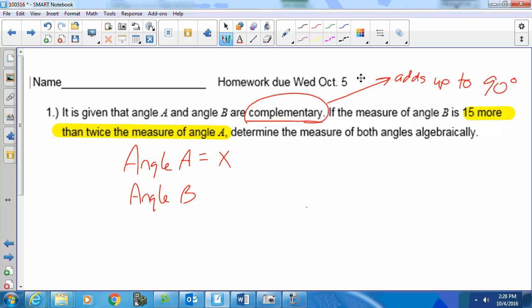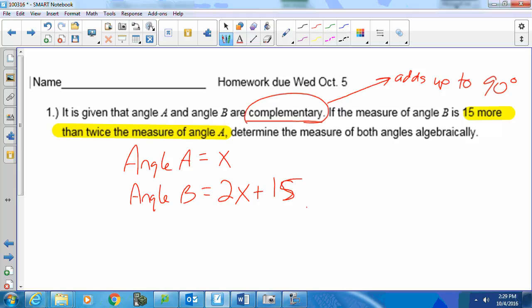So if I called angle A X, and angle B is 15 more than twice the measure of angle A, well, we can write it like this. Twice the measure of angle A would be 2 times X, because remember, we're calling angle A X. Now, we could have called it anything. We could have called it Z or Y, but I called it X. So angle B is 15 more than twice the angle, so I'm going to have to add a 15.